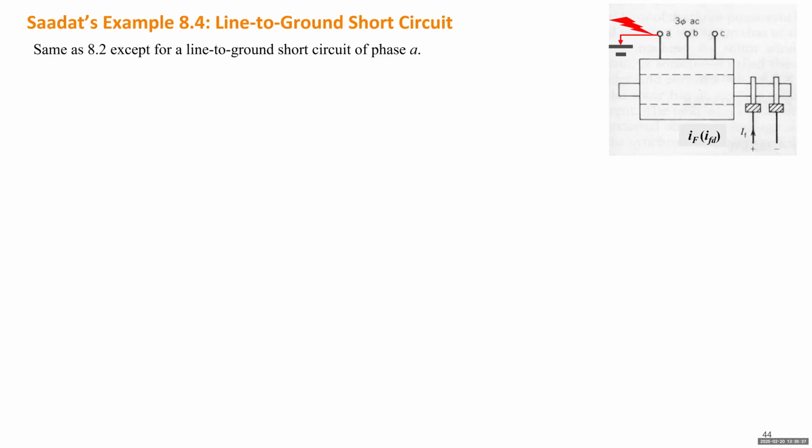So the next example from Sadat's book talks about another unbalanced fault. It's a line to ground fault. For the line to ground fault, we assume only phase A has a short circuit to the ground.